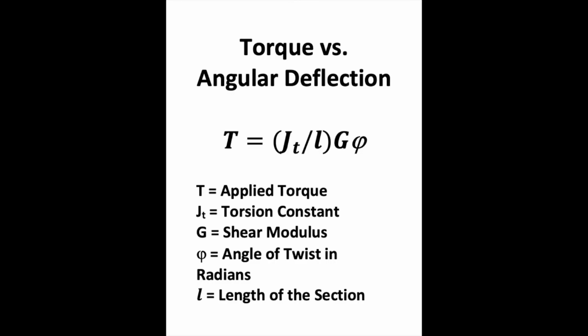Torque and angular deflection are related by this equation, where T is the applied torque, J sub T is the torsion constant for the section, G is the shear modulus, phi is the angle of twist in radians, and L is the length of the section. The torque is the applied force causing the twist, times the distance of the force from the center of rotation.